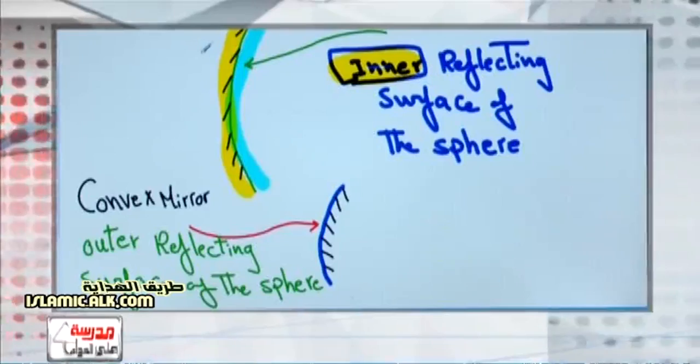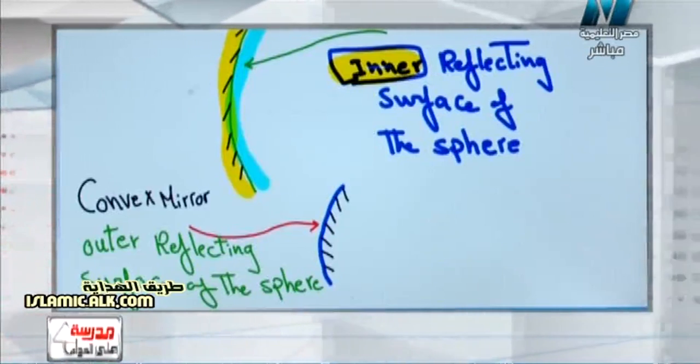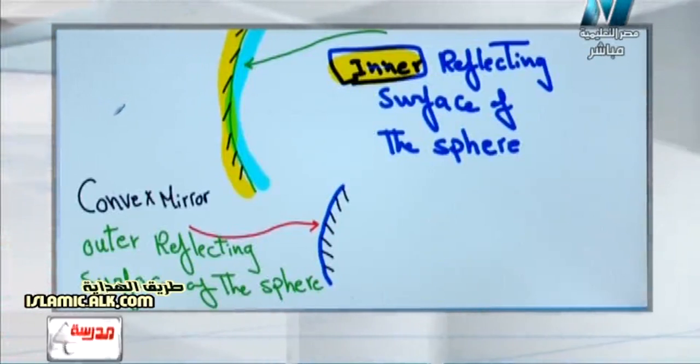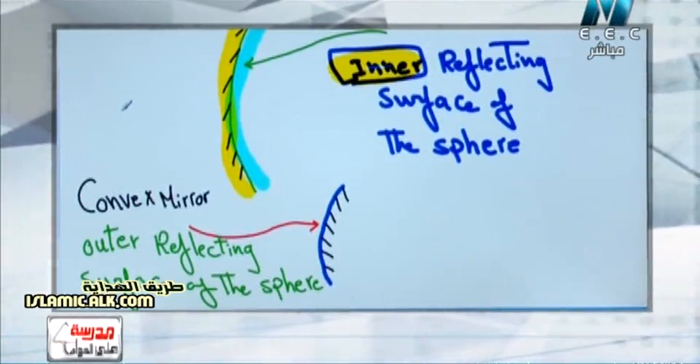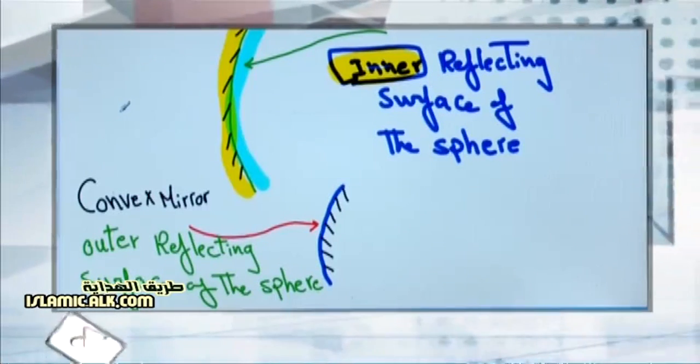Okay, so here we have how can we differentiate between concave and convex mirrors. Concave has the inner part of the reflecting surface of the sphere, and the convex has the outer part of the reflecting surface of the sphere. So how can we define the main parts of the concave mirror or convex mirror as we talk especially about the spherical mirror.